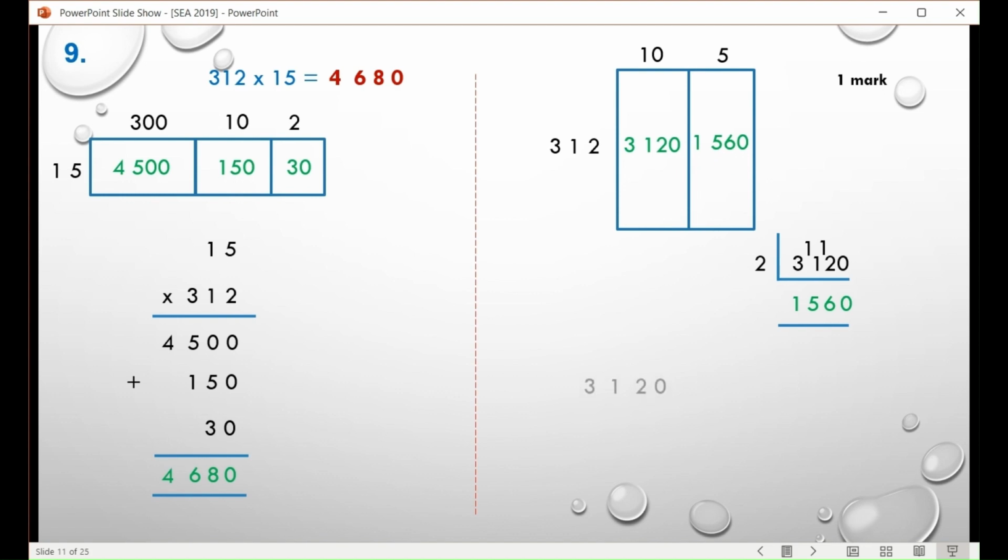And now to find our total, we can just add it. 3,120 plus 1,560. And of course, if we're adding, we start with the ones value, 0 and 0 will give us 0. 2 and 6, 6, 7, 8. 5 and 1 more is 6. 3 and 1 more is 4. So it supports our answer of 4,680. And of course, what did we do? We actually multiplied 312 multiplied by 15.